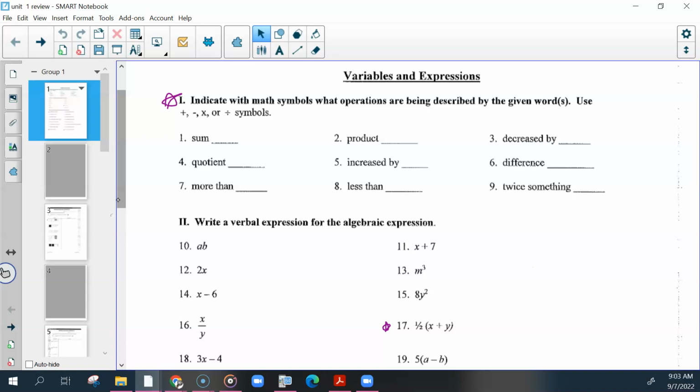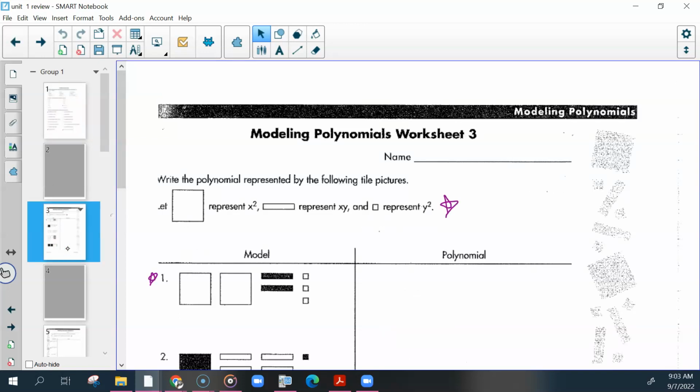If not on the first page, look on the next page and see if there are any you want to get help starting. Now, these are different than the ones we were working with because these have x squared, xy, and y squared. If you wanted to change that to x squared, x, and 1, you could. Remember that anytime it's shaded, that's a negative.